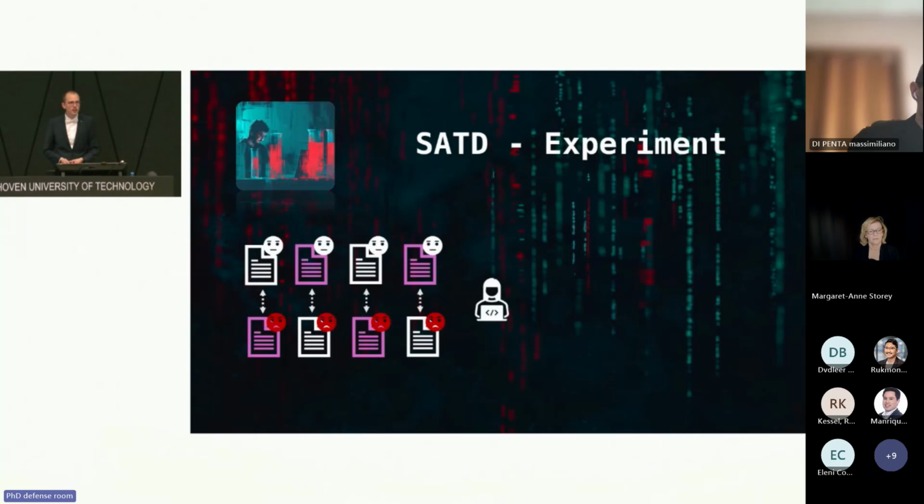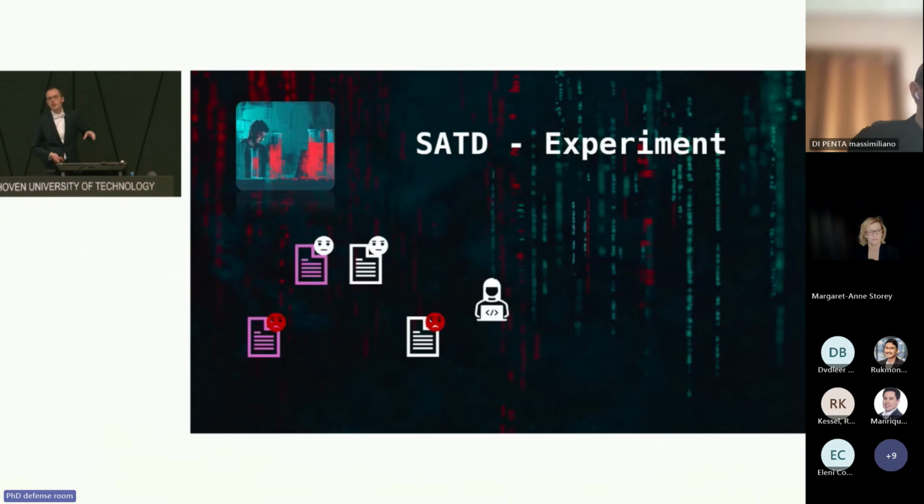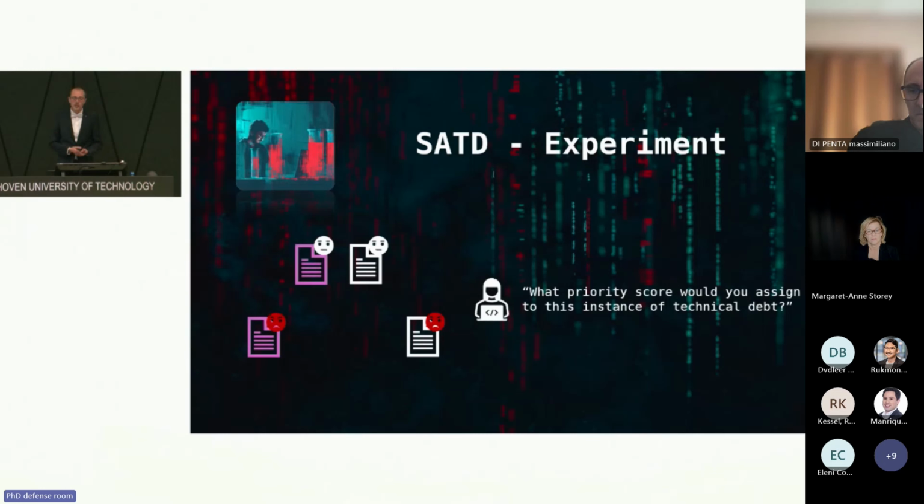And then, when we had a participant participating in the experiment, a developer with some experience, we randomly assigned some of these examples that we had created, and we asked this participant: what priority score do you think this piece of technical debt has? How much time do you think it will take you to fix this piece of technical debt?